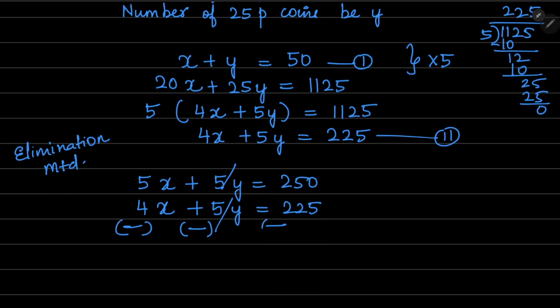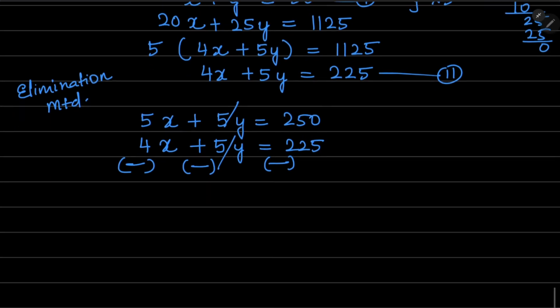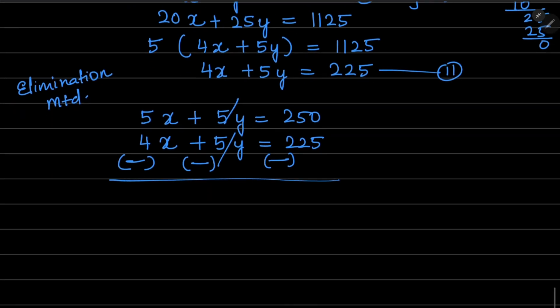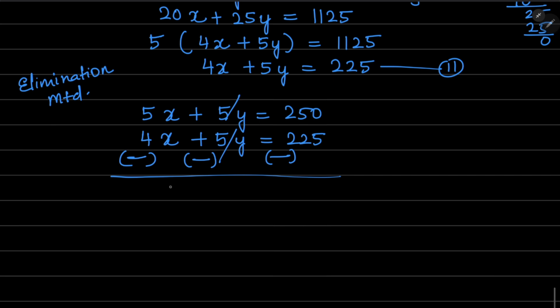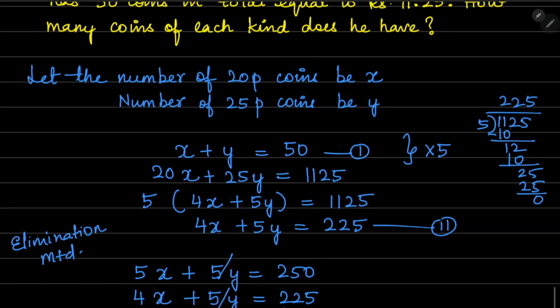So whenever you're subtracting two equations, you have to change the sign. Now, what do you get? 5x minus 4x is nothing but x is equal to what is 250 minus 225? It is 25. Therefore, you have got x. And what is x? What is your x? Number of 20 paise coins.